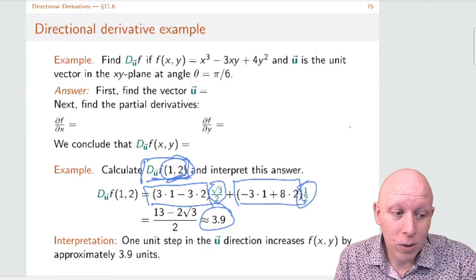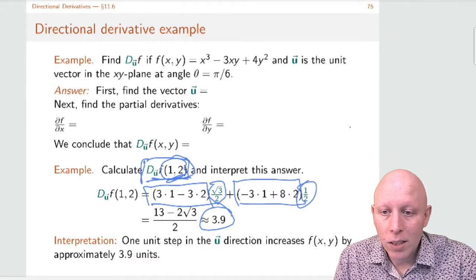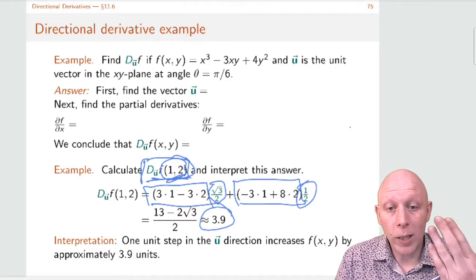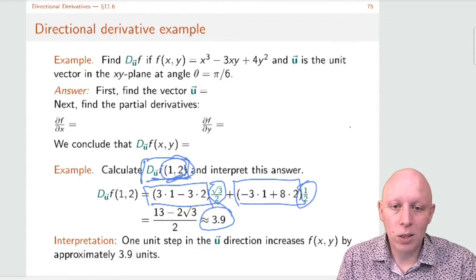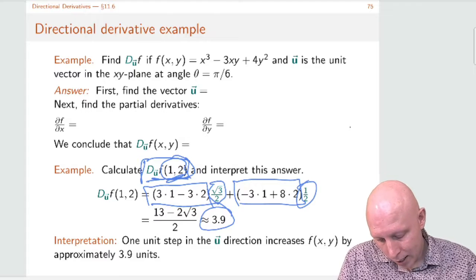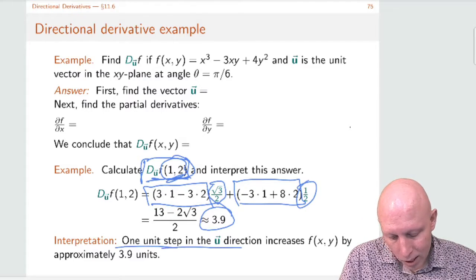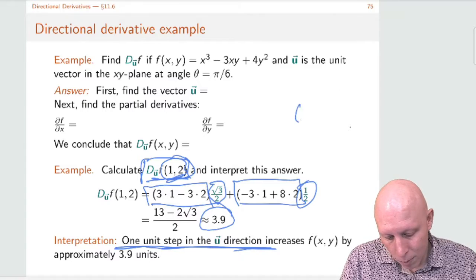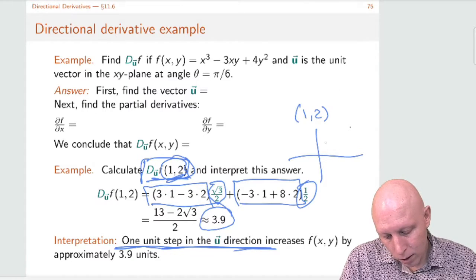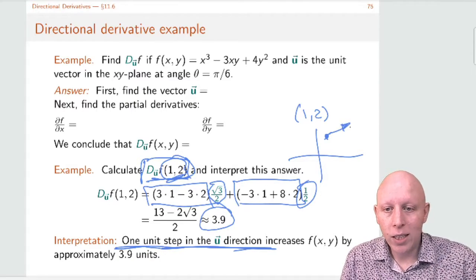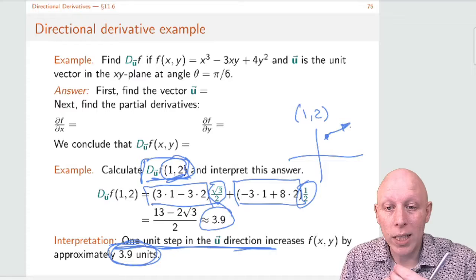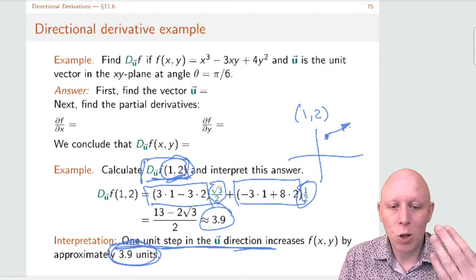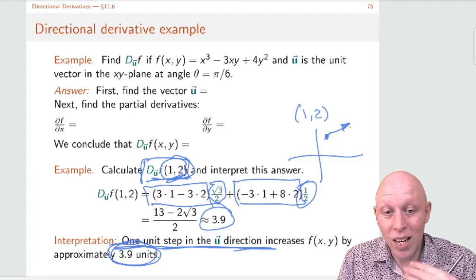So a key aspect here is what does that 3.9 represent? And so remember, we should be thinking of this as a rate of change. This is a rate of change of how the function is changing if you walk in a particular direction. So this interpretation is, let's say you're at the point 1, comma 2, and you walk in this direction, how much does the function change? It's saying one step in that direction increases your function value by about 3.9 units. So that's the interpretation of that number.